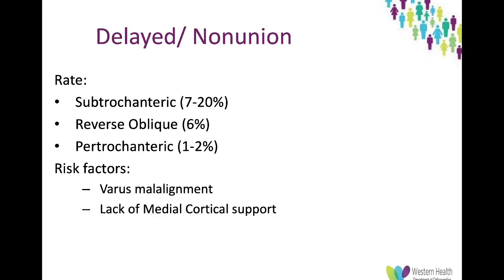Delayed and non-union rates are 7 to 20% for subtrochanteric NOFs, 6% for reverse oblique, and 1 to 2% for pertrochanteric. Risk factors for non-union include varus malalignment and lack of medial cortex contact.